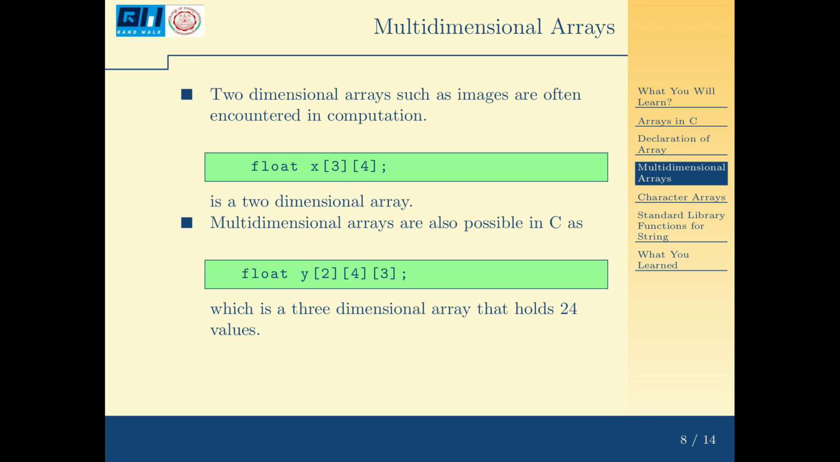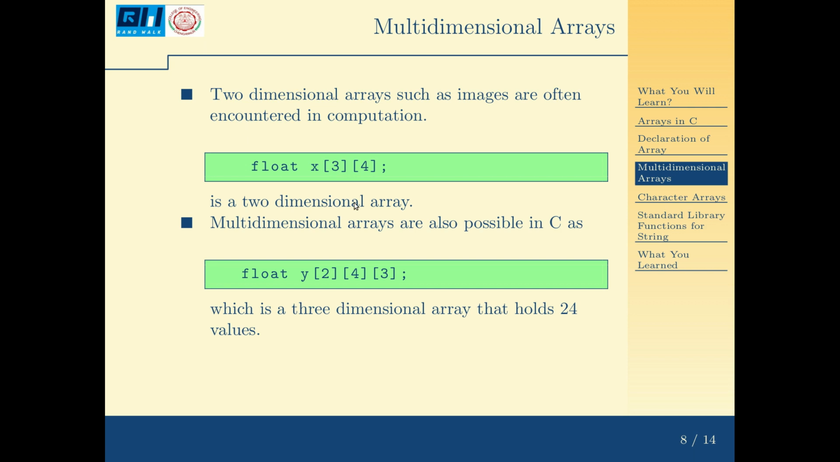You may have 2-dimensional data, or you may have 3-dimensional data. Suppose you are working with a satellite signal. Sometimes you work with hyperspectral images, like maybe 20 channels typically. So you may have large multi-dimensional arrays in data analysis. So I can do that with float x[3][4].